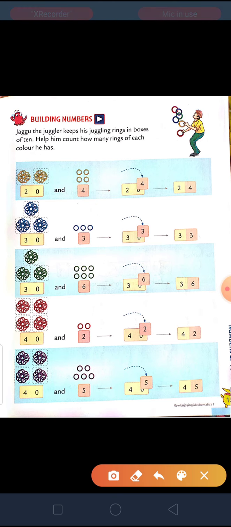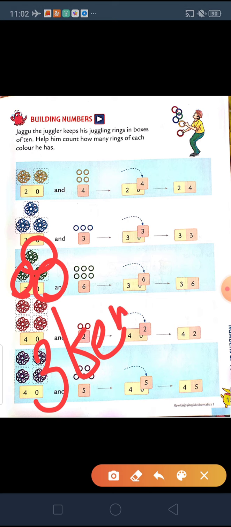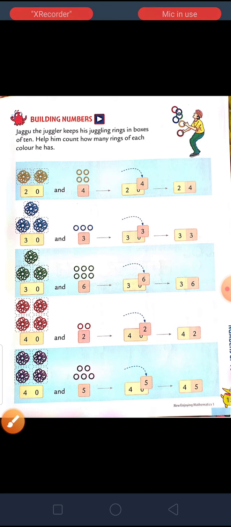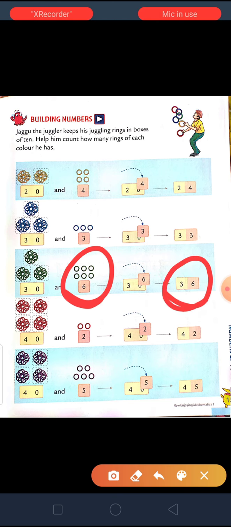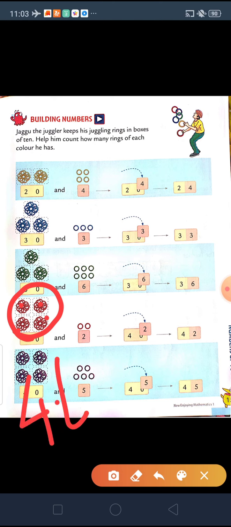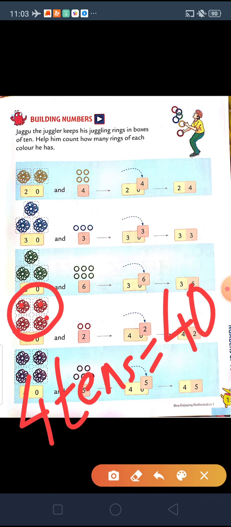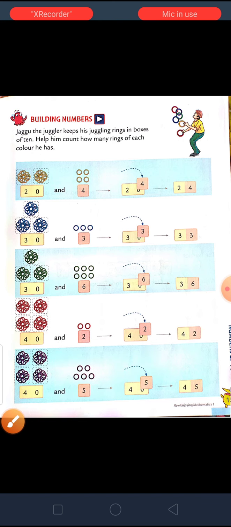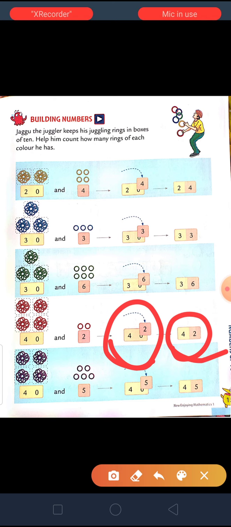Next again we have separated green rings, again in groups of 10. A total of 3 groups are there. So 3 tens means 30. And how many extra are there? 6. So 30 and 6 will become 36. In the same way you can see the red one. How many groups did we make? 1, 2, 3, 4. We say 4 tens because in each group there are 10 rings. So 4 tens gives you 40. And how many extra are there? 2. So 40 and 2 will give you 42.